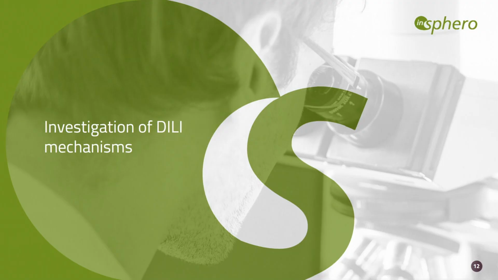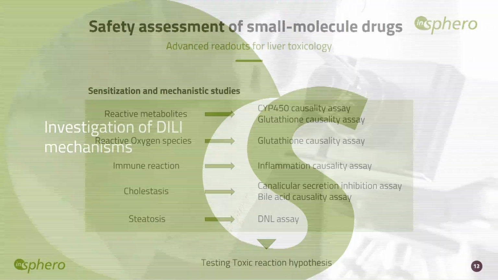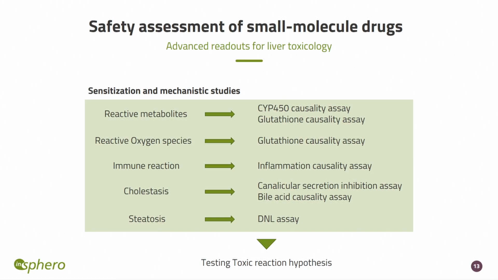And this brings me then to the second part of this talk, where I want to show how we can use these liver spheroids also in more investigative studies for drug-induced liver injury mechanisms. Thanks to the physiological relevance of the model, we are able to use these liver spheroids in a few different causality assays. We can investigate, for example, the role of reactive oxygen species with a glutathione causality assay, immune-mediated toxicity with an inflammation causality assay, or we can look at cholestasis with bile acid causality assays. But today I would like to give you 2 examples and guide you through 2 of these causality assays.